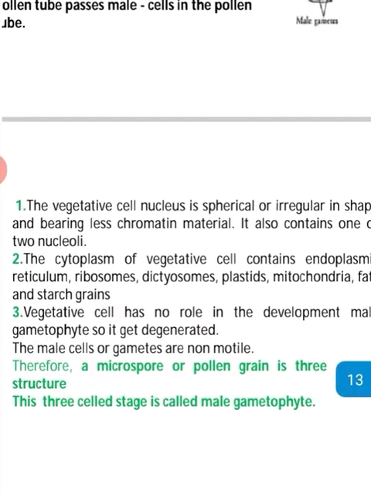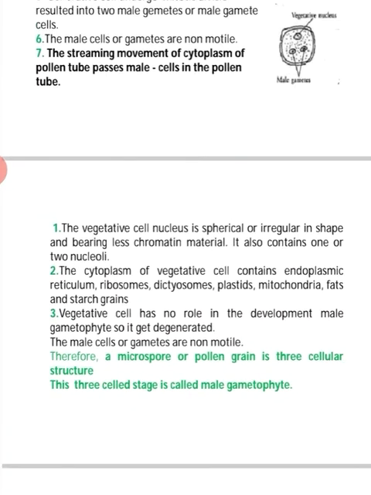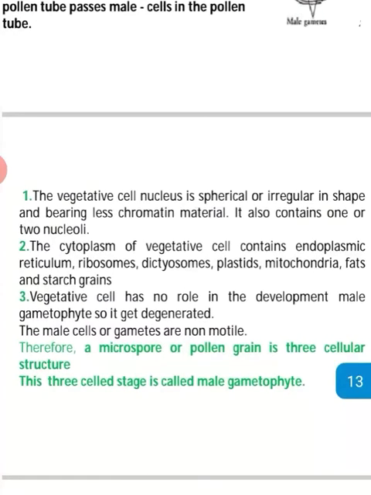The vegetative cell nucleus is spherical or irregular in shape and bears less chromatin material. It also contains one or two nucleoli. The cytoplasm of the vegetative cell contains endoplasmic reticulum, ribosomes, dictyosomes, plastids, mitochondria, fats, and starch grains. This vegetative cell has no role in the development of male gametophyte, so it degenerates. The male cells or gametes are non-motile.